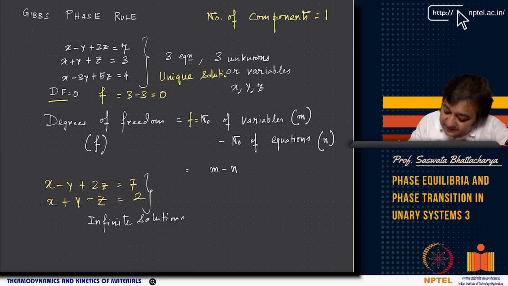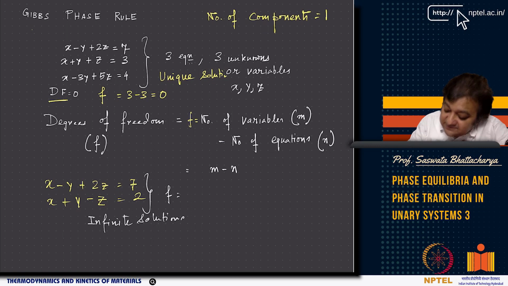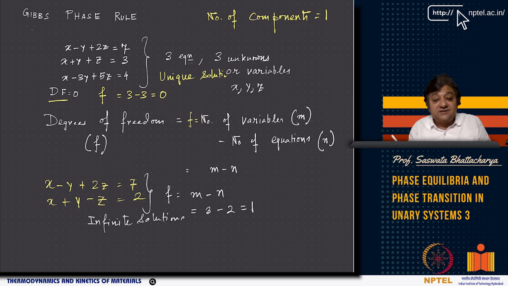So here f equals m minus n, where m is the number of variables and n is the number of equations. It is 3 variables, x, y, z, minus 2 equations, which is equal to 1. So degrees of freedom is positive 1, it is not equal to 0, right?